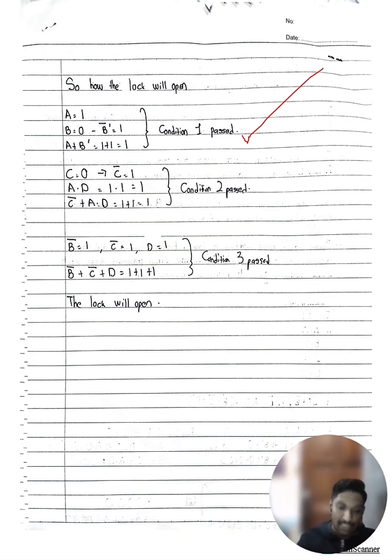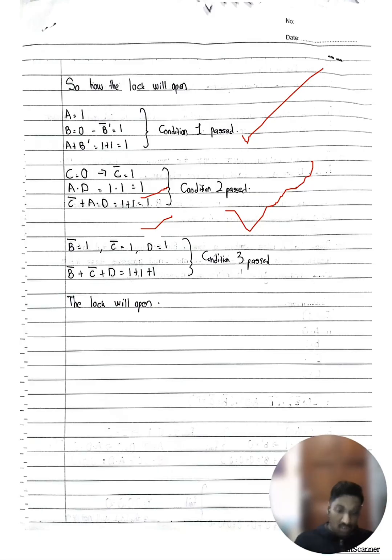C is inactive, so C bar is active. So A times D, which means active times active equals 1. So based on the AND table, 1 times 1 equals 1. And the final one, C bar plus A times D. So 1 plus 1 equals 1. So based on the rules given and based on discrete theory, the second condition is pass.